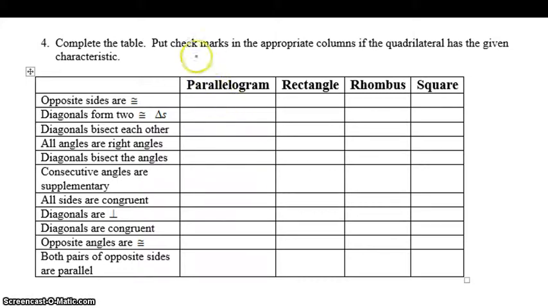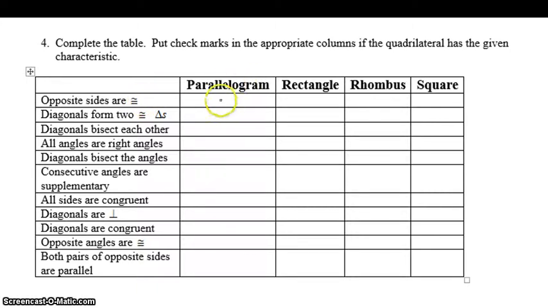All right, so looking at this, here's number 4. I'm not going to touch on everything because you can check Brightspace for the answers and a little bit of explanation on things. But I did want to talk about this because you will see something like this again for your test. Complete the table, put check marks in the appropriate columns if the quadrilateral has the given characteristic. And so the first one is opposite sides are congruent.